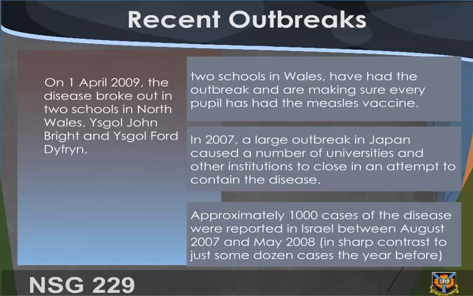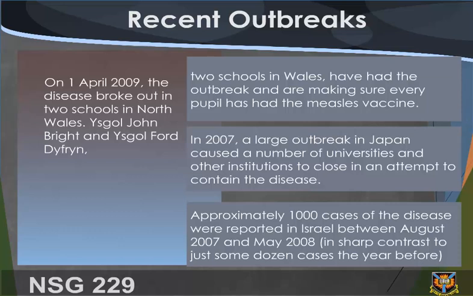On 1st April 2009, the disease broke out in 2 schools in North Wales, Ysgol John Bright and Ysgol Ffordd Dyffryn. The 2 schools in Wales have had the outbreak and are making sure every pupil has had the measles vaccine.